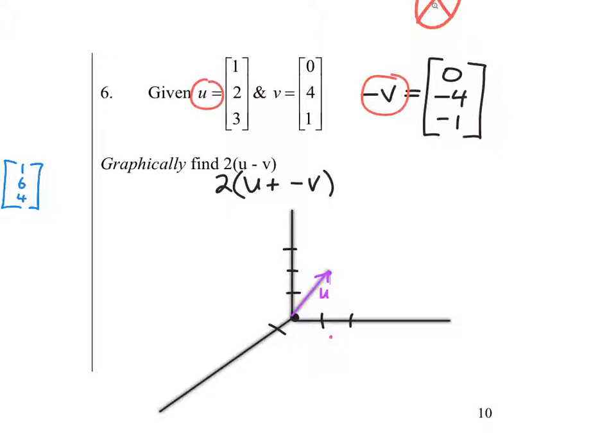Now I need negative v, so that's going nowhere on the x-axis. Then I'm going -4 on the y-axis, so that's to the left. And then I'm going to go down 1 unit on the z-axis. All right. So I can extend my y-axis to the left, going out 1, 2, 3, 4 units. And then I'm going to go down. So left 4, down, the equivalent of 1.